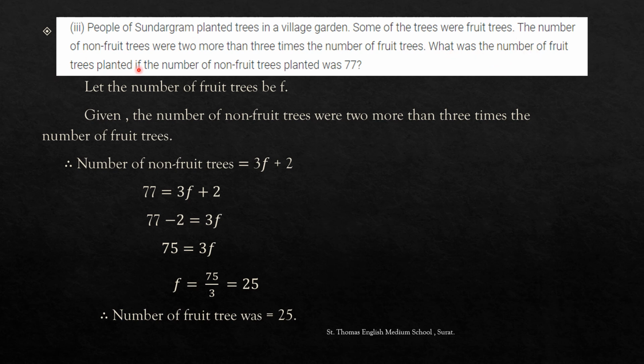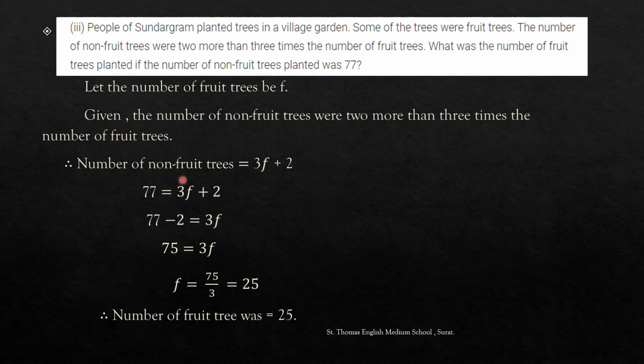So what we will take is x; let the number of fruit trees be f. Clear? Instead of x, I have taken f here. I already told you, you can take any variable as the unknown number. Given the number of non-fruit trees was 2 more than 3 times the number of fruit trees. Therefore, the number of non-fruit trees is 3 times the number of fruit plants, that is 3f. More than means plus how much more? 2 more, plus 2. Now how many non-fruit trees are there? 77. We can write 77 is equal to 3f plus 2.